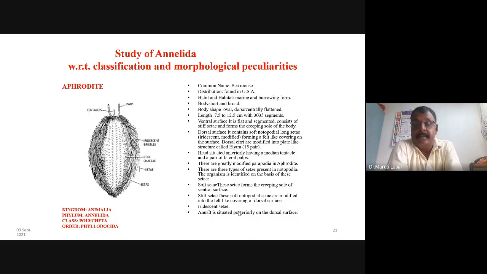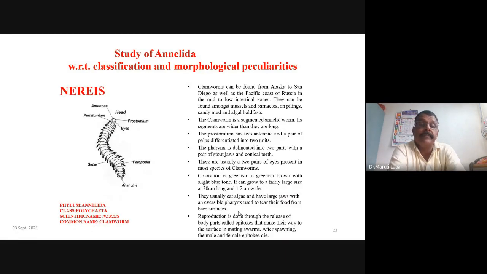Soft CT forms the creeping sole of the ventral surface. Stiff CT, or the soft notopodial CT, are modified into the felt-like covering of the dorsal surface, and the last CT are iridescent CT. First CT is soft CT, second is stiff, and third are iridescent CTs. The anus is situated posteriorly on the dorsal surface. This is about the sea mouse.